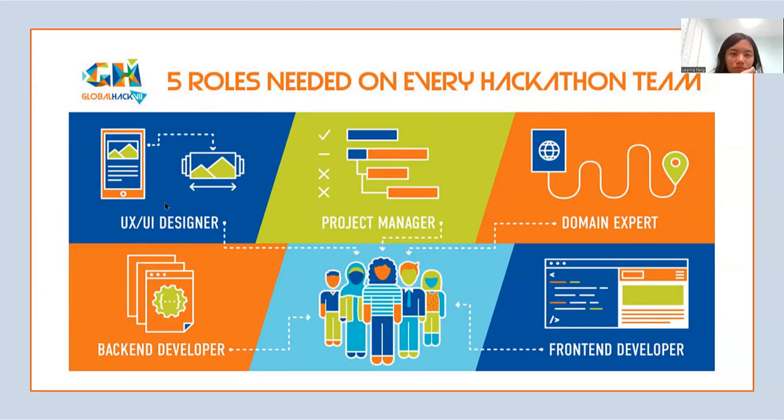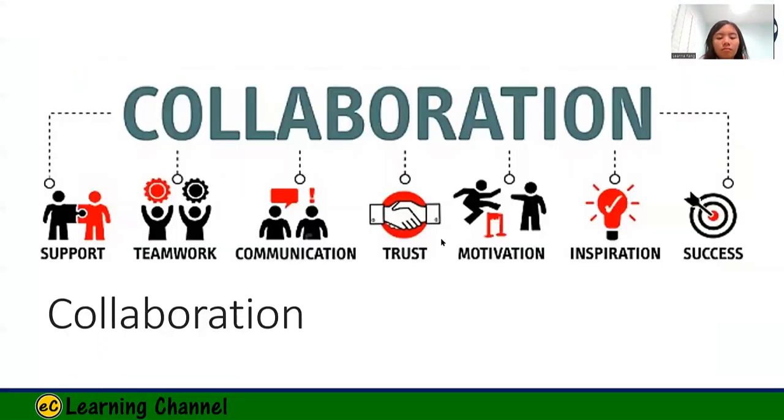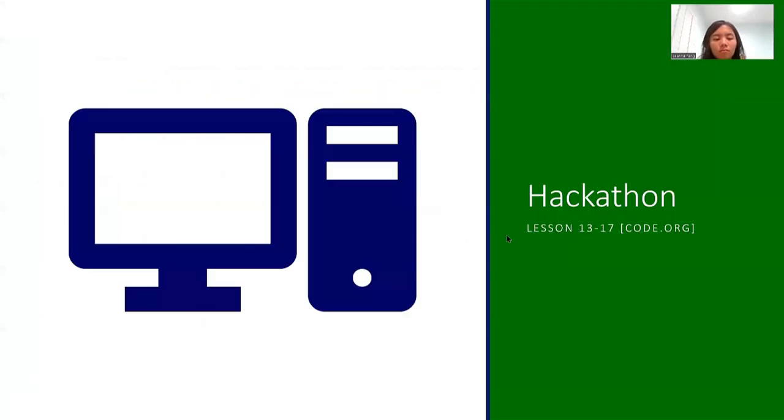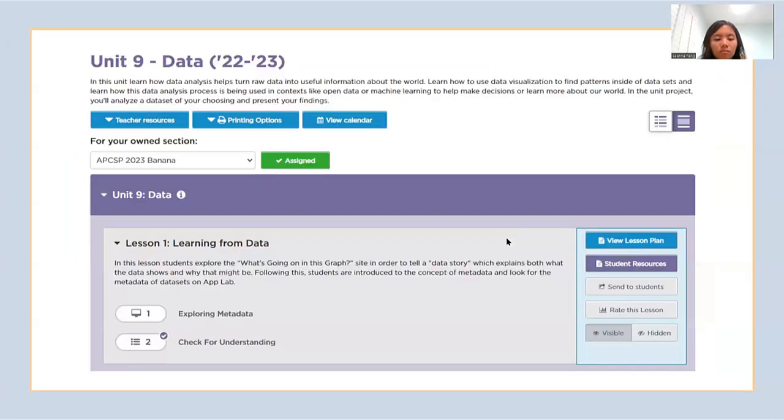If you only have 3 people, your project manager may be the domain expert and the UI designer as well, plus 2 coders. This is not fixed. It only means there are 5 roles you need to have, but sometimes you only have 4 people, sometimes 3 people. Some people will need to share 2 roles. For operation, you need to know about collaboration.